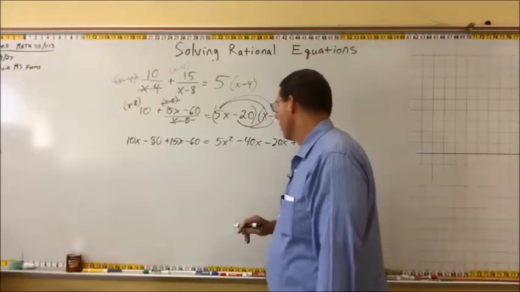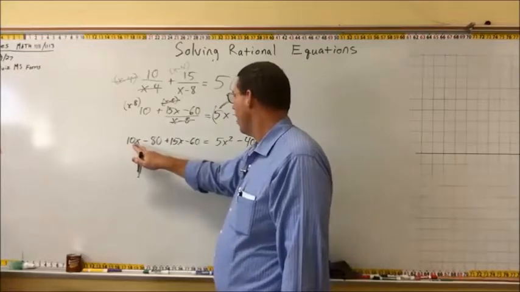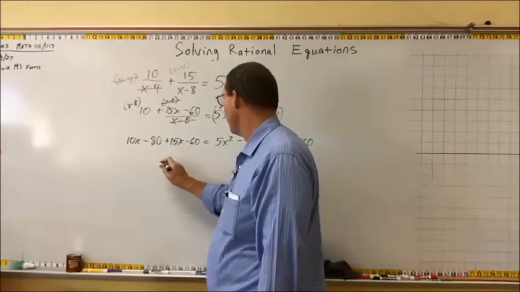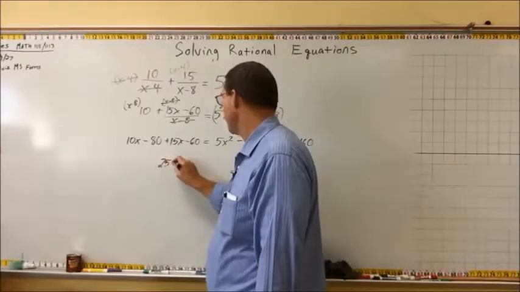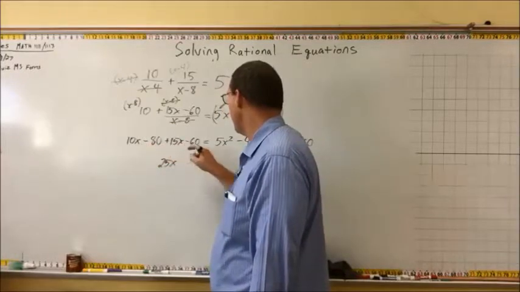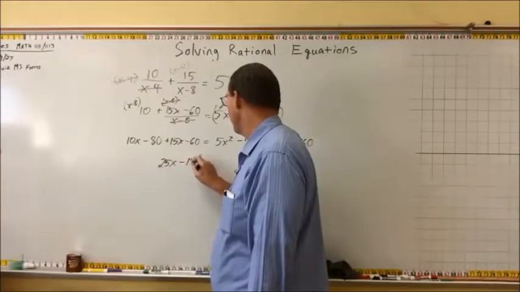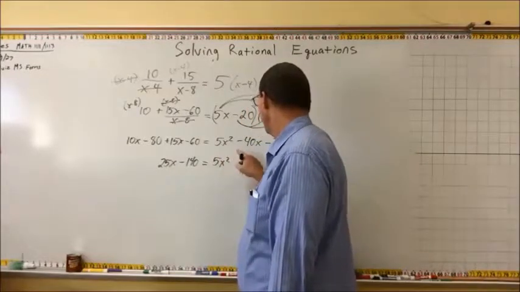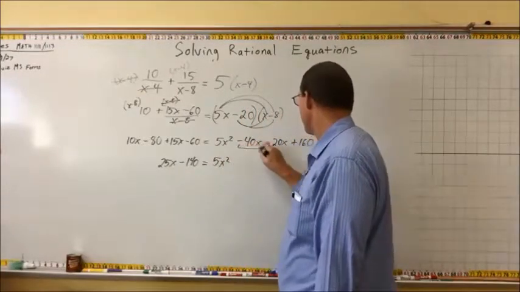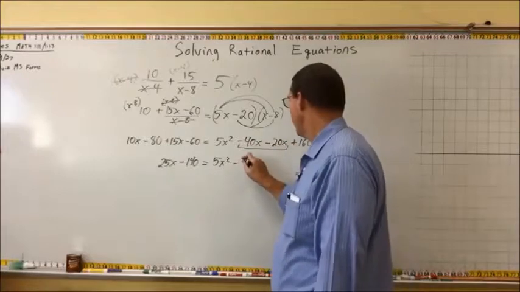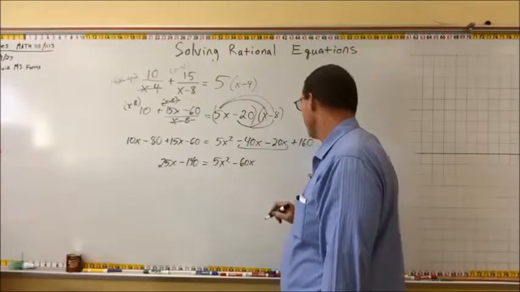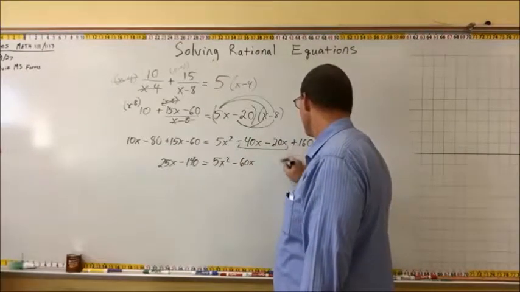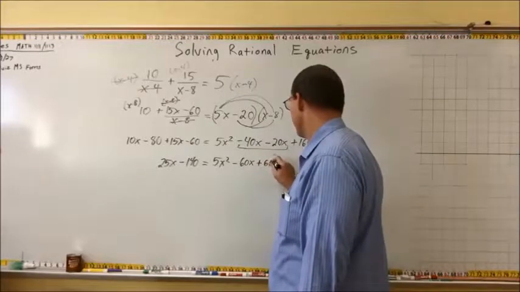Now we can clean some things up here a little bit. We've got 10x plus 15x. That's 25x. I've got negative 80 minus 60. That's negative 140 equals 5x squared. Then I got a negative 40x minus 20x. That's negative 60x. Then I have plus 160.